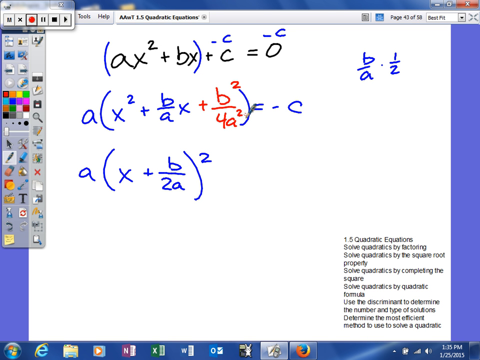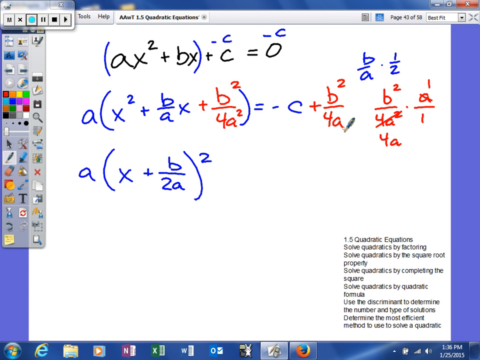Well, as you guys well know, whatever's inside your parentheses gets multiplied by your a. So when you multiply b squared over 4a squared by a, one of the a's will cancel. So you're going to get b squared. So I'm going to have to add b squared over 4a here.